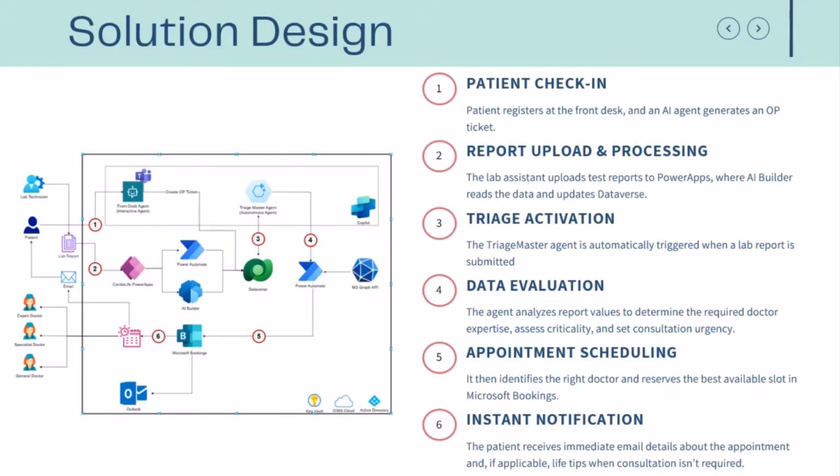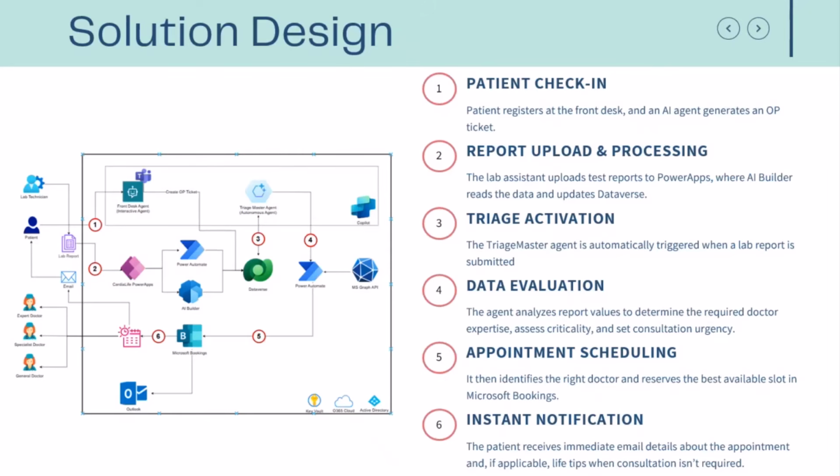And the moment he does that, what happens? We have the AI Builder working alongside Power Automate. So it will extract this lab report and fill the data into Dataverse. And then we have our autonomous agent, which actually does three different processes. So the first step, it will identify this lab report. It will identify the criticality, the doctor expertise required, the time required for consultation, and the ETA time for this particular case based on the predefined knowledge that we have used for training this agent.